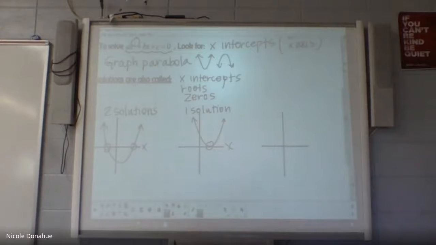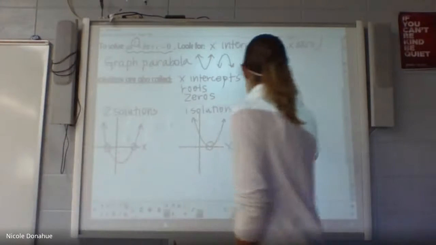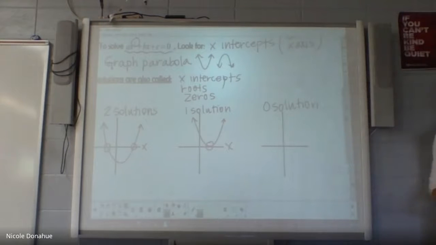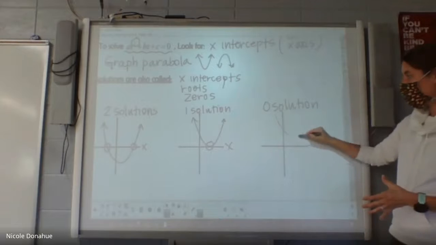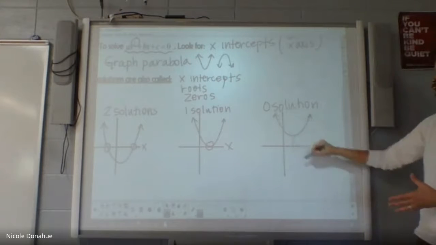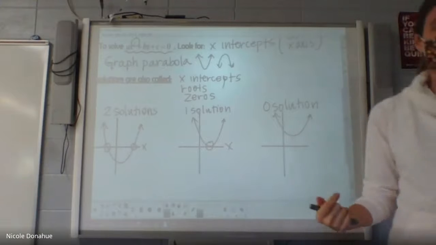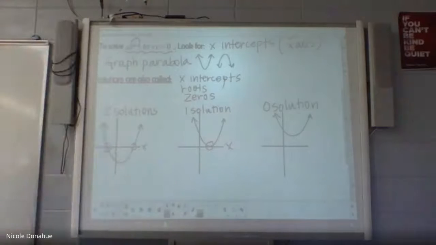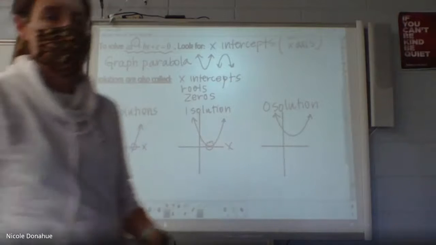All right, and then what else do you think? Zero solution. There is a zero solution. It's possible to get no answers for these. And that means what about my parabola? It doesn't touch the x-axis. It could be above or it never touches the x-axis. So that's considered no solution. Or it could have an imaginary solution. I know. Yeah, that's a real thing, imaginary solution.